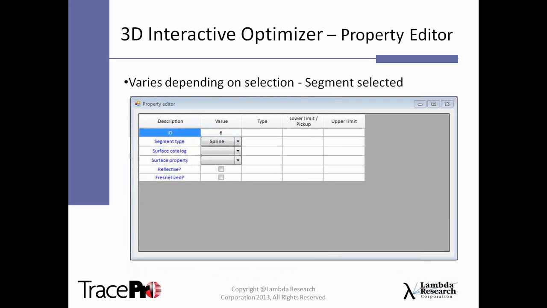And then the last of the three main windows is the property editor. And what you see here is going to vary depending on what you have selected in the other windows. If you have a segment selected or a spline, it'll tell you the segment type. It'll allow you to apply a surface property, such as a mirror property or a scattering property to it. And the optimizer uses your TracePro property database that's already existing on your computer. So any property that you've added or that's in the default catalogs is available for use in the optimizer. We can also turn a surface into a reflective surface, as well as make it a Fresnel type surface.